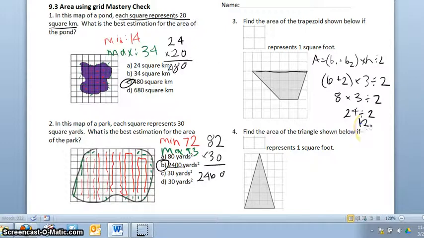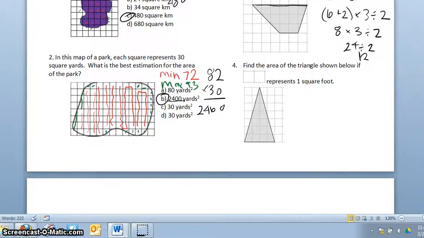But 12 is not my answer. 12 square feet is not my answer because remember, it takes 4 squares to represent just 1 square foot. So I need to divide this by 4. So I'm going to do 12 divided by 4 because I need to figure out how many groups of 4 are in this 12. We know that that's 3. So it's actually 3 square feet is the area of that trapezoid.